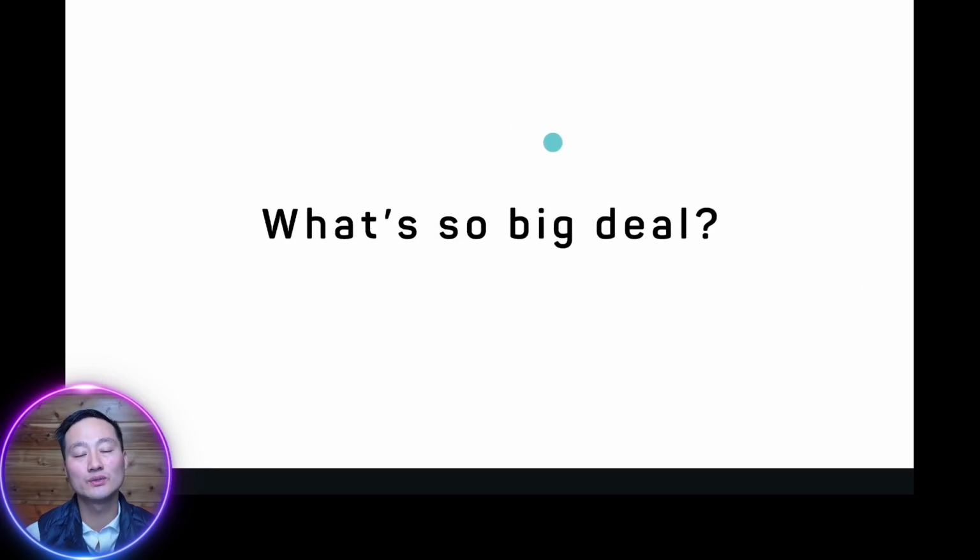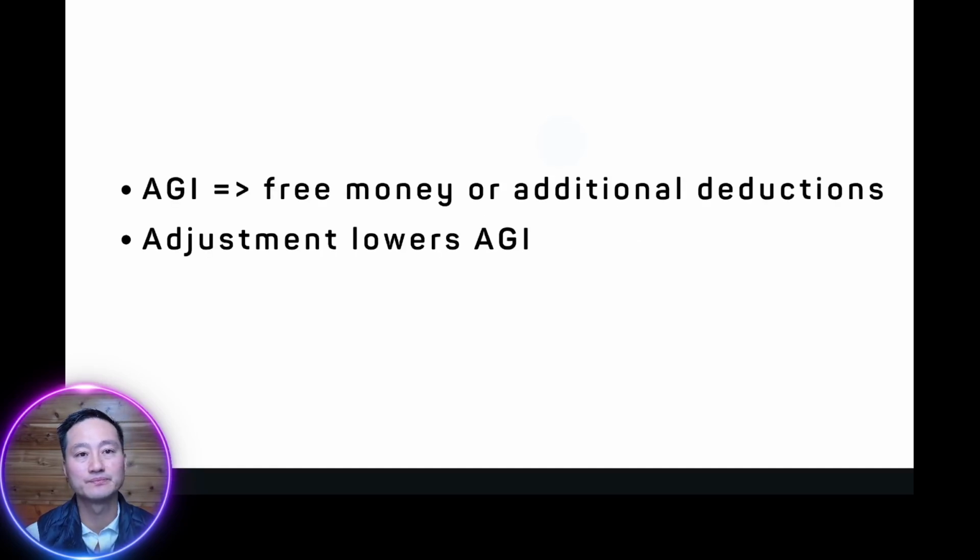So the next question is, what's the big deal about AGI, adjustment deduction, or above the line deduction? They're all the same thing. Why does it matter? Here's the big deal. AGI is a number that the IRS uses to determine who gets free money. We're talking about tax credits, and who qualifies for additional deductions.